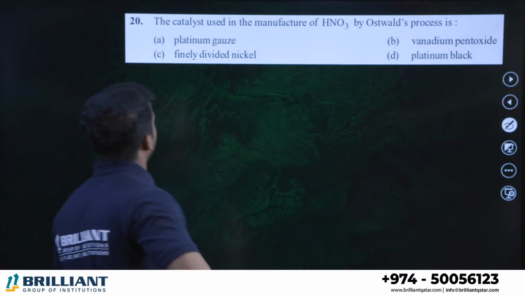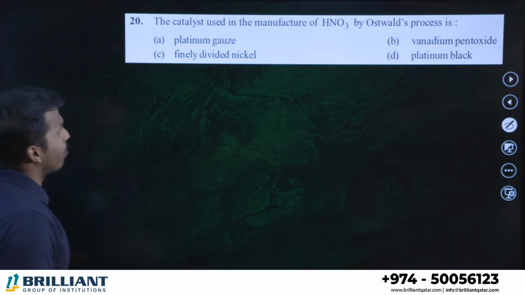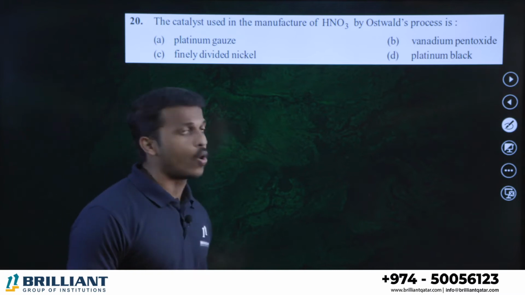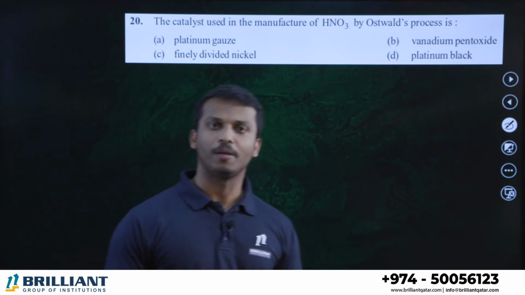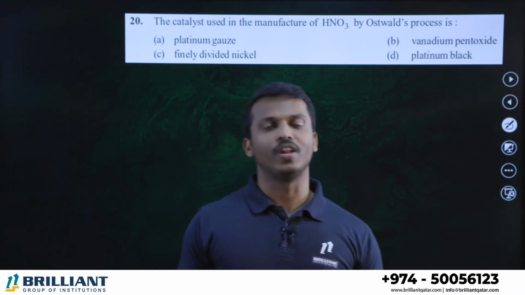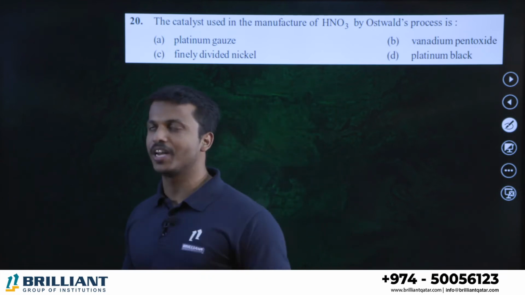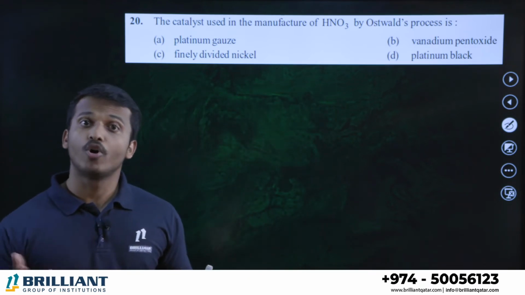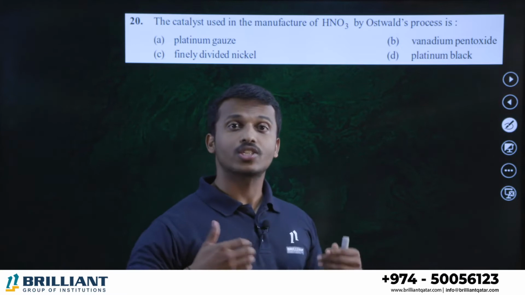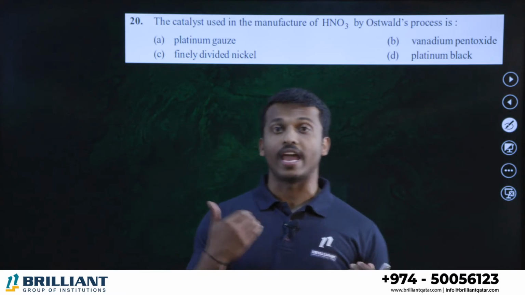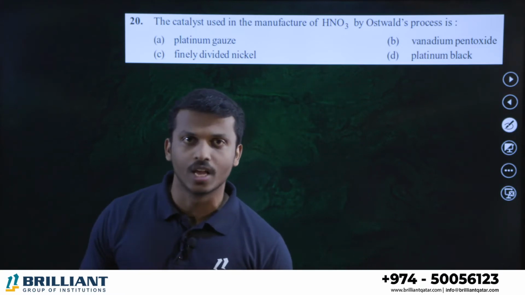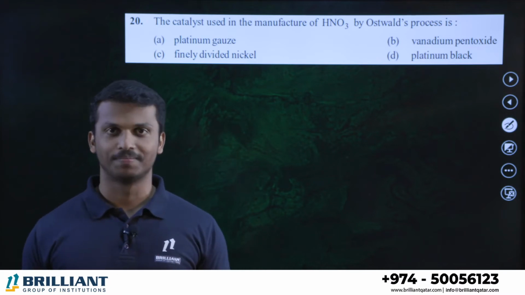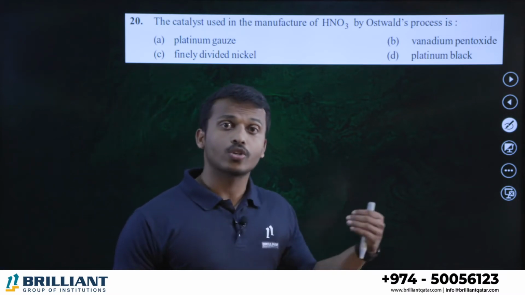Question number 20. The catalyst used in the manufacturing of HNO3 by Ostwald process. Chapter P block, right? In the 15th group, the nitrogen family. You may have studied ammonia. Ammonia is industrially prepared through the Haber process, right? In the Haber process the catalyst we use is iron. But here it is called the Ostwald process.